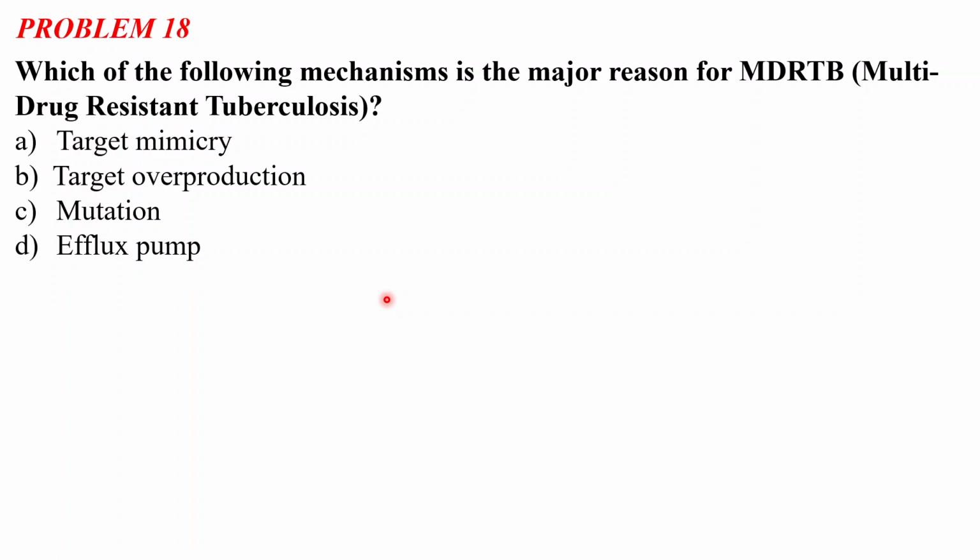Which of the following mechanisms is the major reason for MDR-TB? Target mimicry, target overproduction, mutation, or efflux pump? What will be the correct answer?